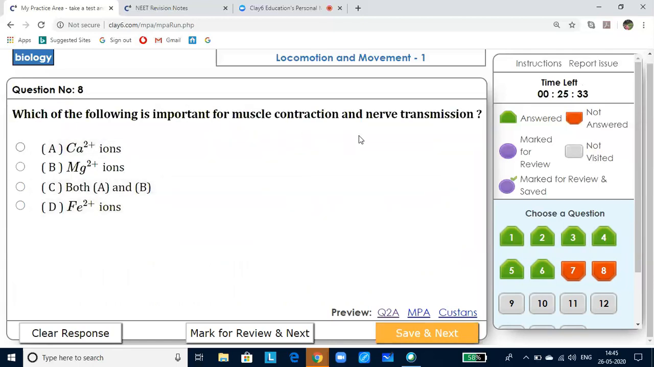Which of the following is important for muscle contraction and nerve transmission? Calcium ions.